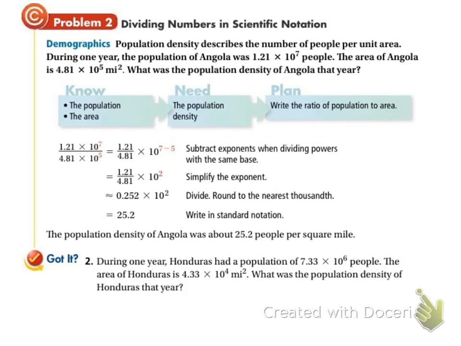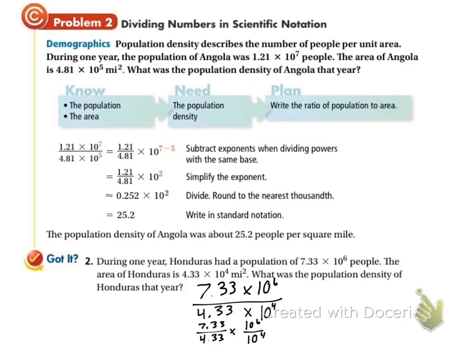Okay, we can also divide in scientific notation. So, down here we've got 7.33 times 10 to the 6th divided by 4.33 times 10 to the 4th. I'm going to split these up so that I get 7.33 divided by 4.33 times 10 to the 6th over 10 to the 4th.